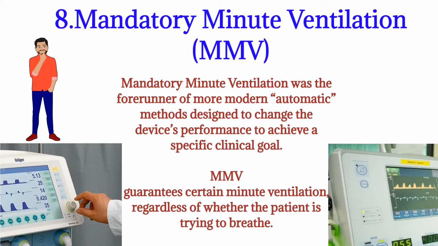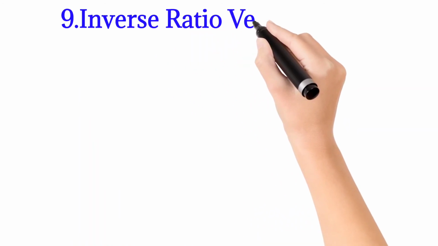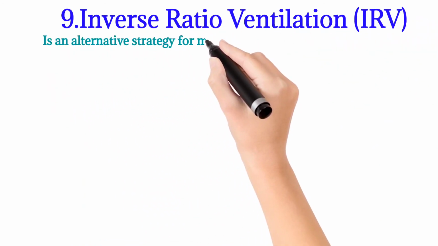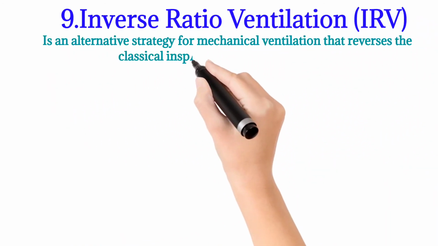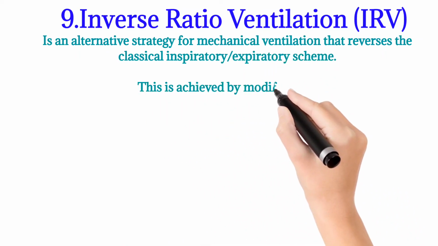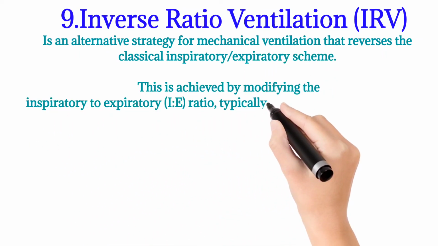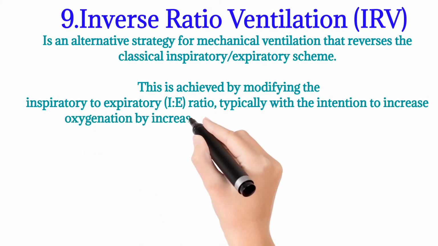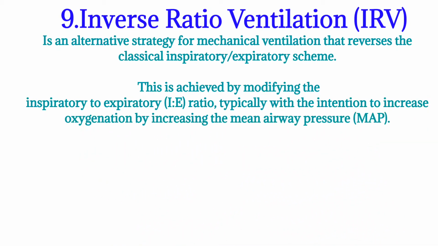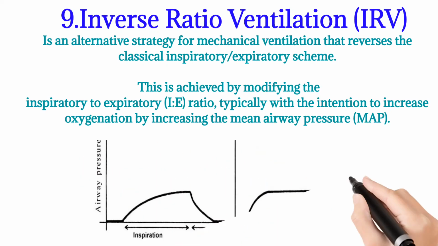Inverse ratio ventilation, IRV, is an alternative strategy for mechanical ventilation that reverses the classical inspiratory-expiratory scheme. This is achieved by modifying the inspiratory to expiratory ratio, typically with the intention to increase oxygenation by increasing the mean airway pressure, MAP.